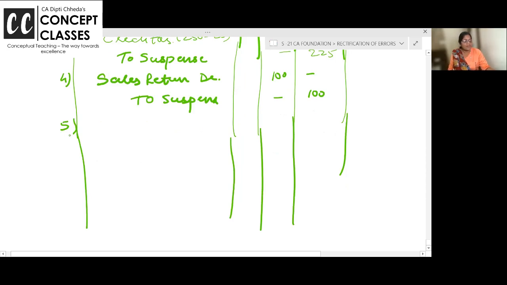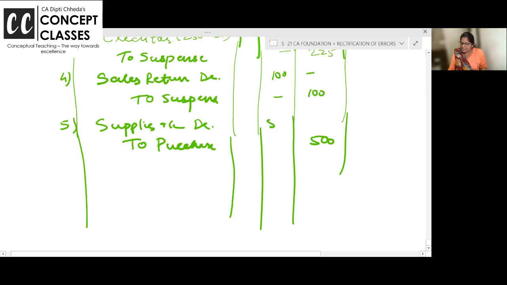A cheque of 500 issued to supplier's account, creditors towards his due, has been wrongly debited to the purchase account. So purchase को wrongly debit किए तो purchase को credit करो 500. And we have issued the cheque to supplier. So supplier should be debited, not debited, now debited. Purchases wrongly debited, now credited.